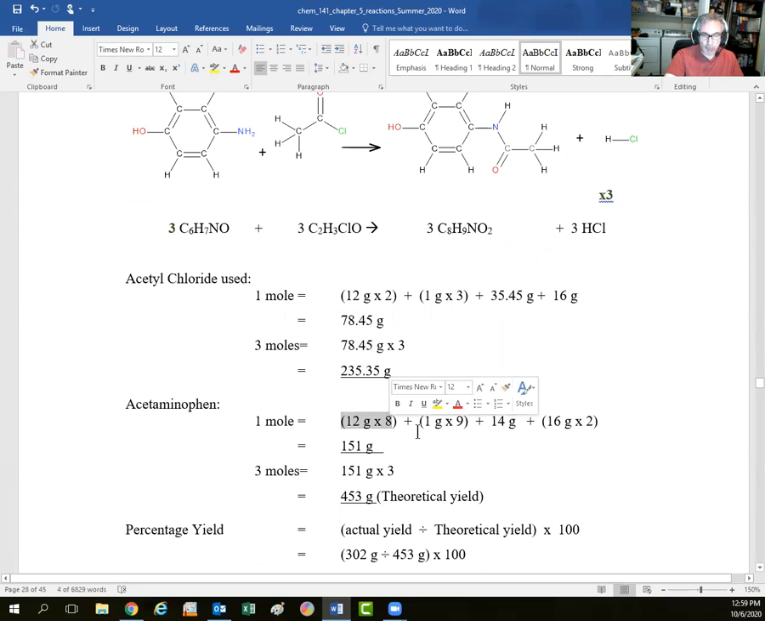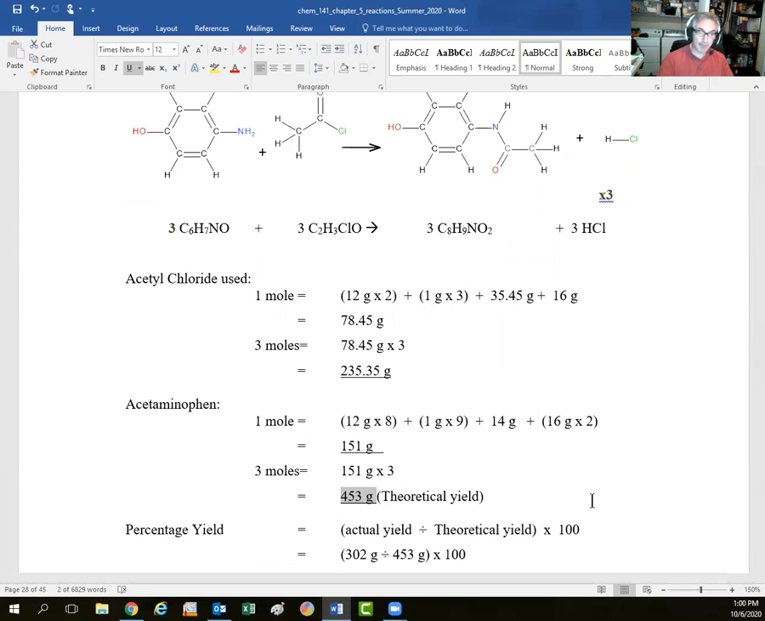For the acetaminophen produced, again, we're now expecting 3 moles. Work out again the mass of 1 mole, the 12 for carbon, the 1 for hydrogen, and the 14 and 16 for nitrogen and oxygen. So as we said earlier, that's 151 grams per mole. So 3 moles would be 453. If this reaction works perfectly, that's the amount of acetaminophen we should produce.